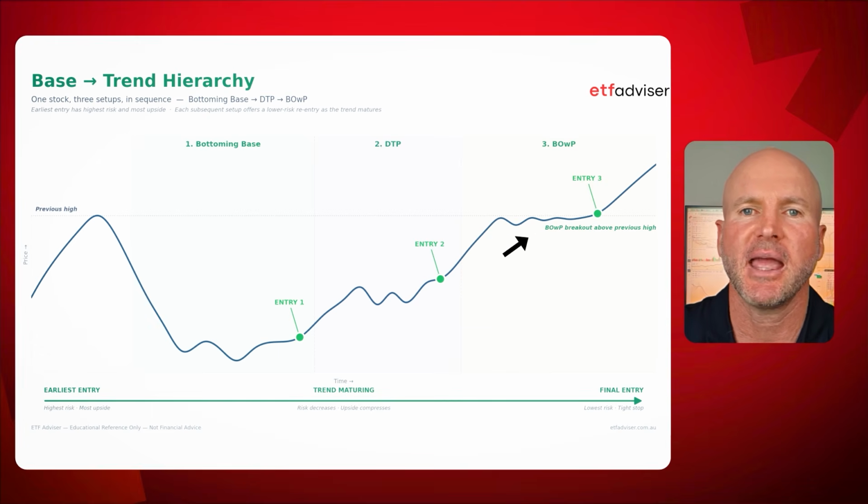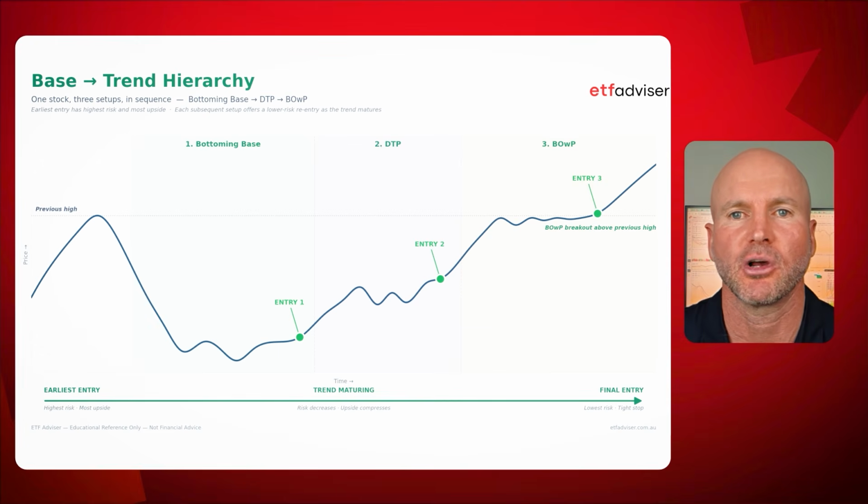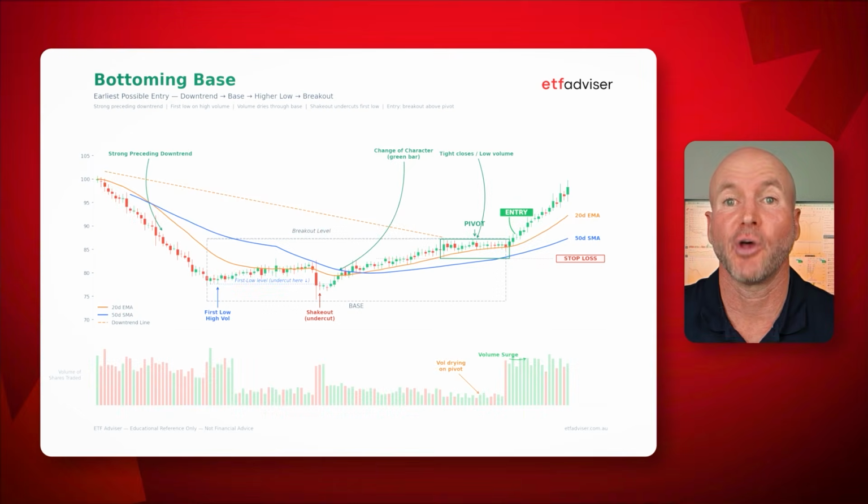The trade-off is simple. Enter earlier and you capture more upside, but take more risk. Enter later and you get more confirmation that some of the move has already happened. There's no right answer. It depends on the ETF, the market, and your risk tolerance. Setup 1, bottoming base, the earliest entry in the method. This appears after an ETF has been falling and selling pressure is drying up. The upside can be huge, but the risk is highest because the trend has not yet fully turned.